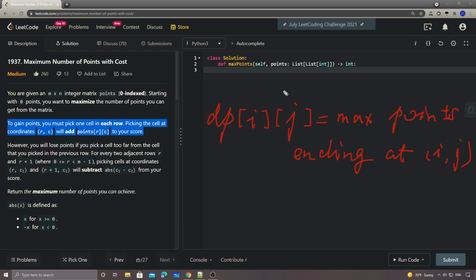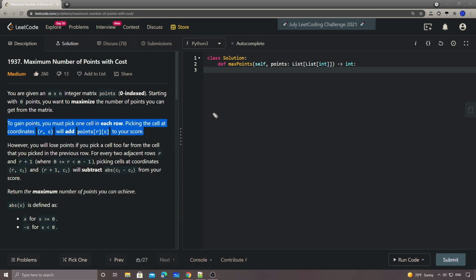how can we write the state transition function? Obviously, the brute force way is like this. Basically we have this row here, and this is the previous row. Let's say this is i and j, so this is i, and this is j. This is i minus 1. Okay, so let's say we're trying to get the maximum points for this cell.